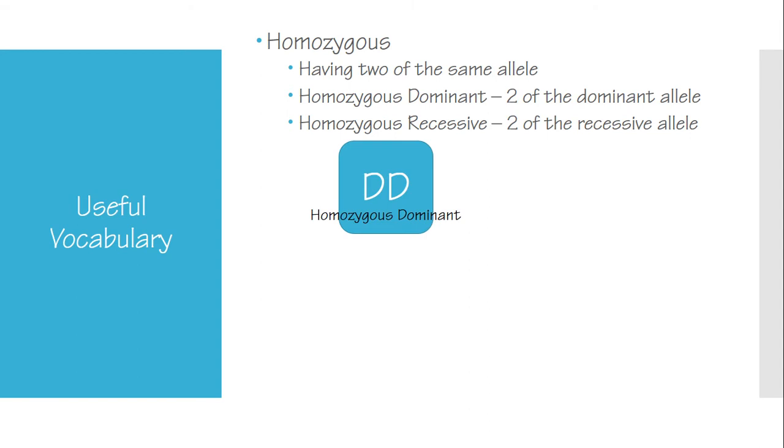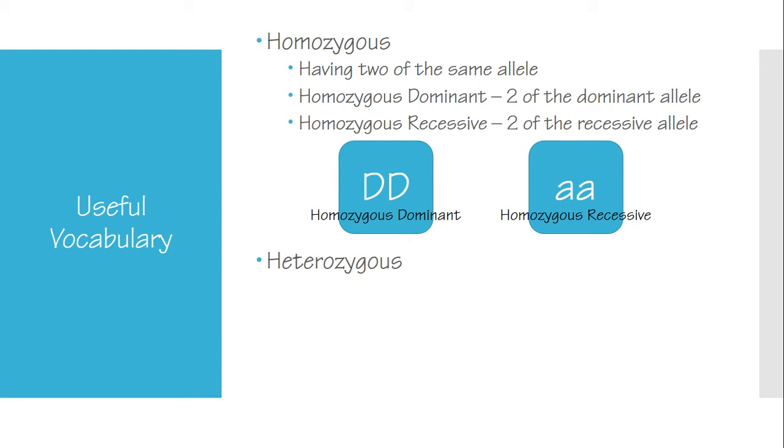So let's look at an example. Here we see two capital D's. That's going to symbolize homozygous dominant because I have two of the dominant alleles. Here I see homozygous recessive because I have two of the recessive alleles, denoted by the lowercase a's.